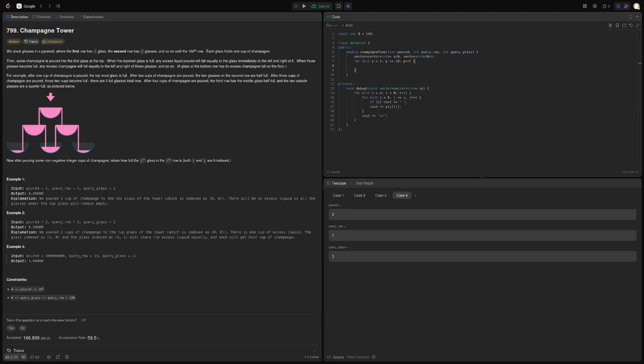Say I pour this one. So what I want to do is go through the rows. I pour 1 glass and it's in the first row, right? So I pour it here. So A00 plus double. And we go through the rows.